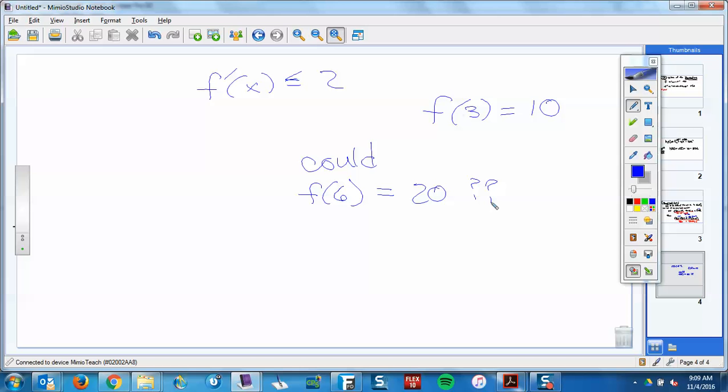10 and 20 are y values. The x values is your run. We're going from 3 to 6. So how long are we going for? We're going for 3. Okay, you want to use miles per hour? Let's go miles per hour. So we're going for 3 hours, and how fast are we going? Where's our speed up there? F prime. So we're going for 3 hours, and we're going 2 miles an hour. So how far can we go?